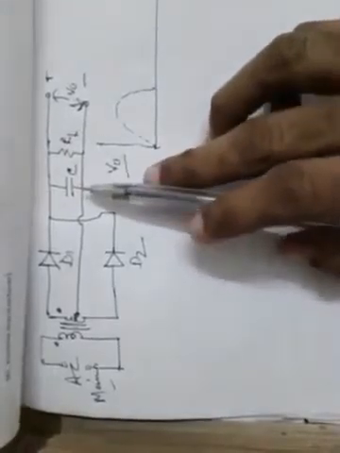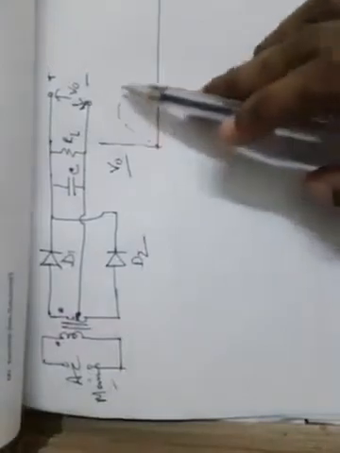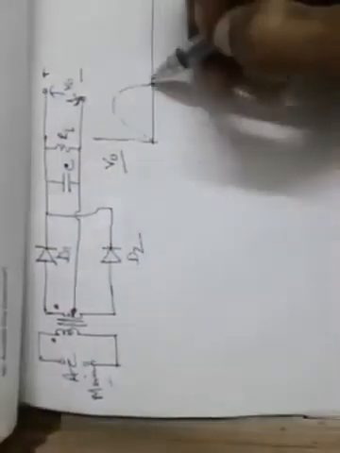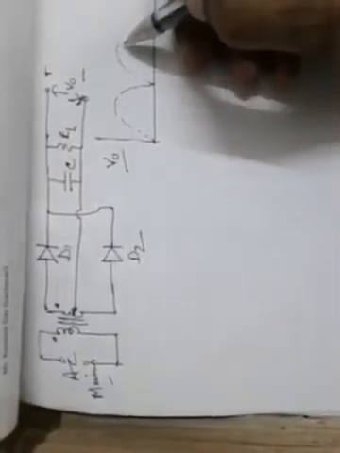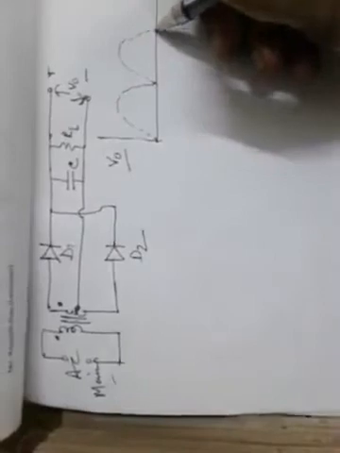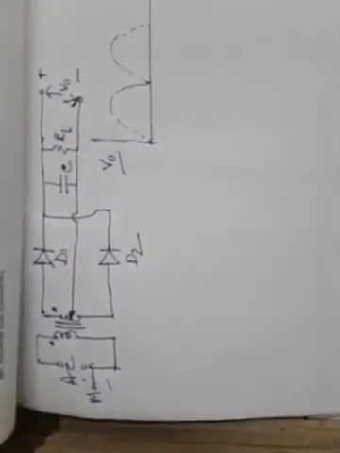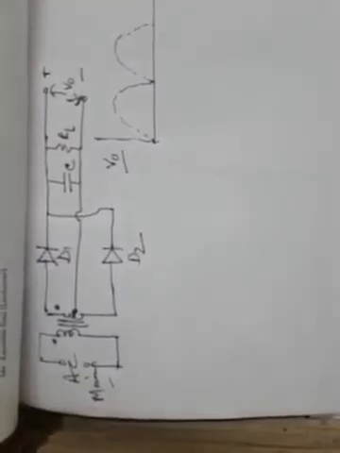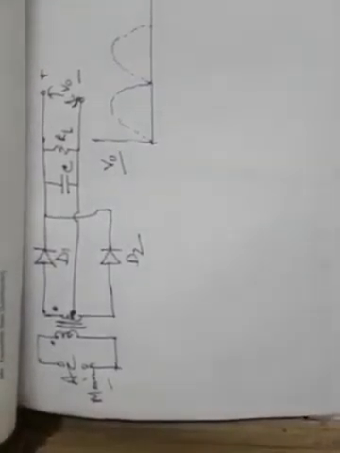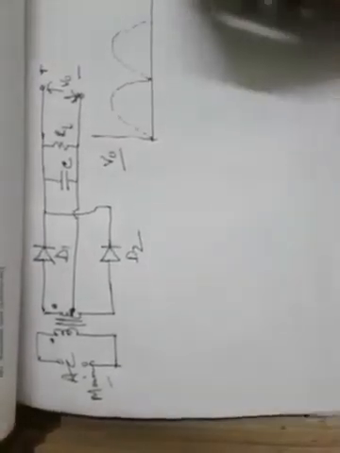So what we will get is, for D1 to conduct during the positive half cycle, this first dotted wave, and for D2 to conduct in the negative half cycle, the second dotted wave, like this. And for a sinusoidal input signal, a series of half sinusoidal voltages will appear at the output like this. So this is known to you.